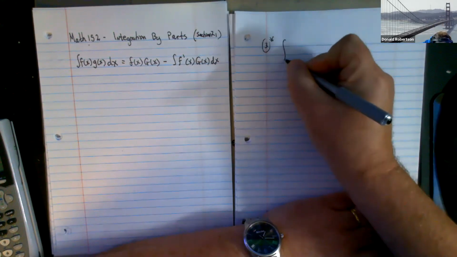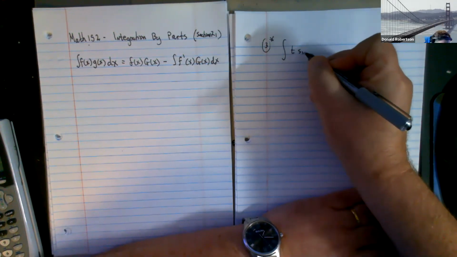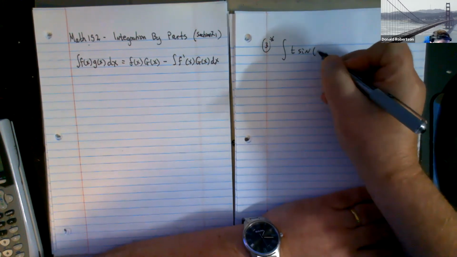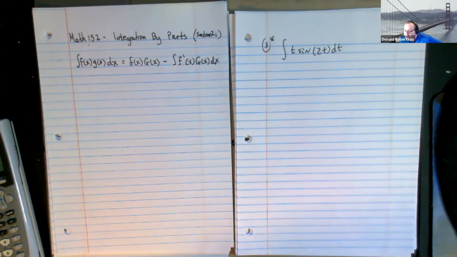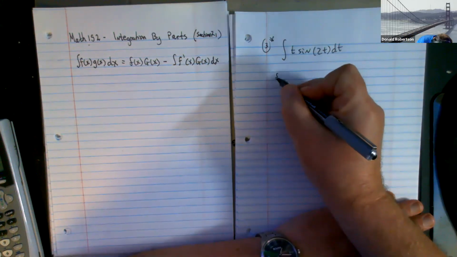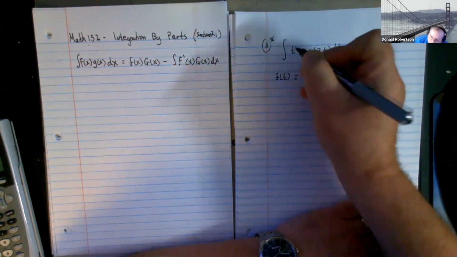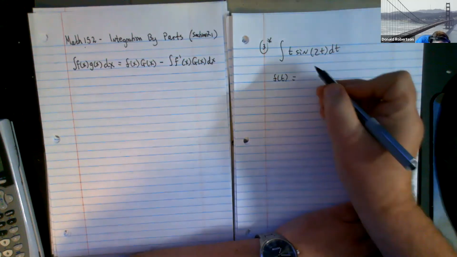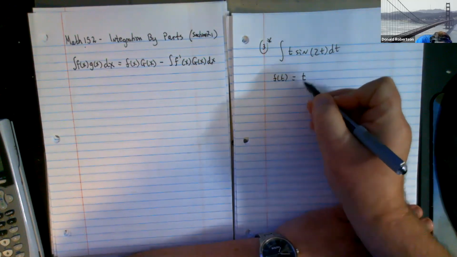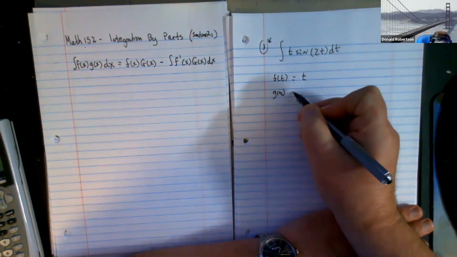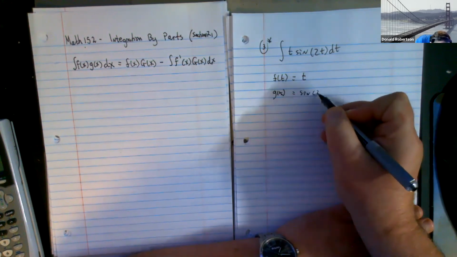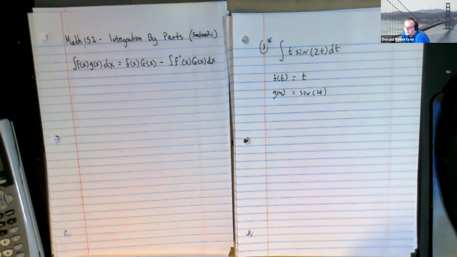We'll do the integral of t sine 2t dt. So, okay, this one is pretty much a straightforward one. Would you agree that f of t is t and that g of t is the sine of 2t? Are you all comfortable about my choice of f and g?